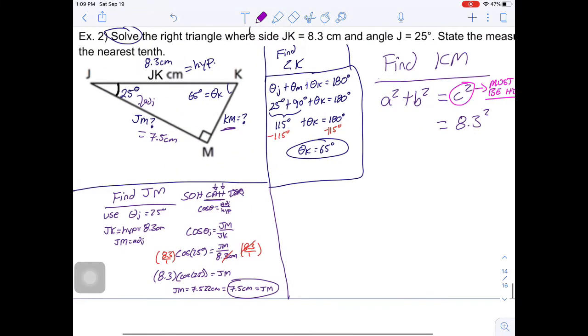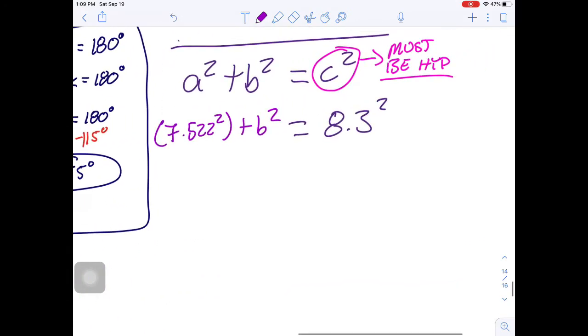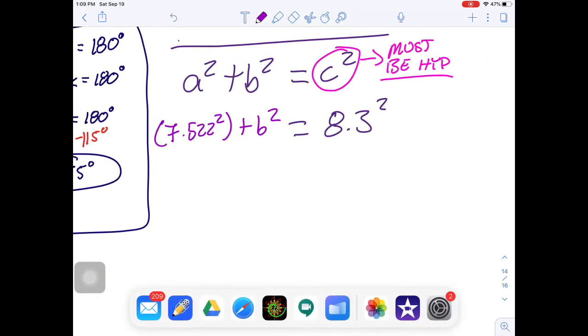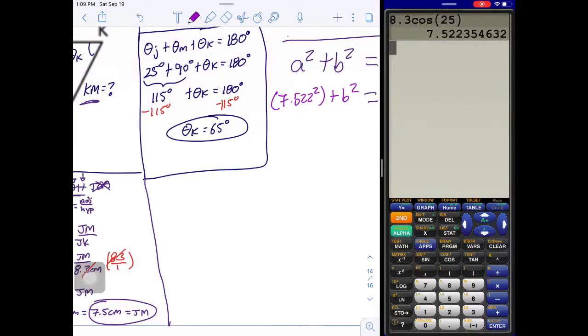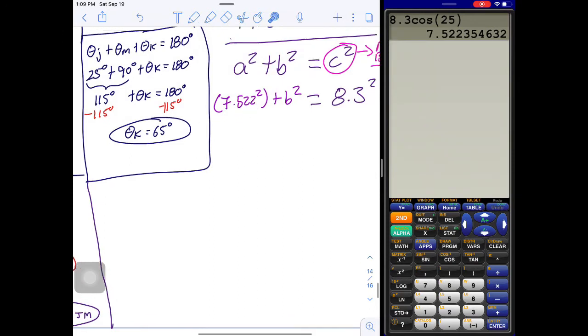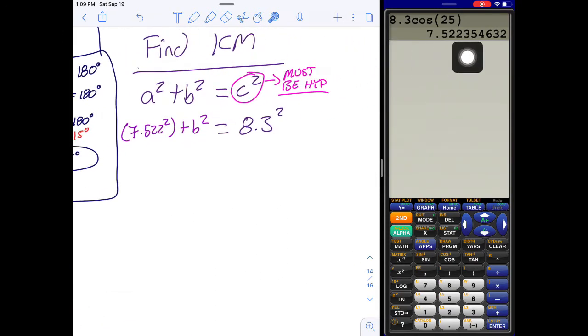Now a squared, well, for a squared we could make it either KM or JM. Let's just make it JM. So 7.5, and remember, I'm not going to use the rounded value. So let's put a note here to remind ourselves that we can't use the rounded value. So it'll be 7.522 squared plus b squared. Okay, and we're going to open up our calculator, and hopefully you didn't clear it, because remember, in order to use 7.522, we actually have to use this entire number.